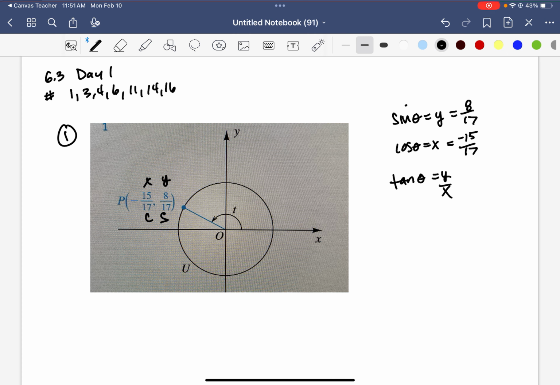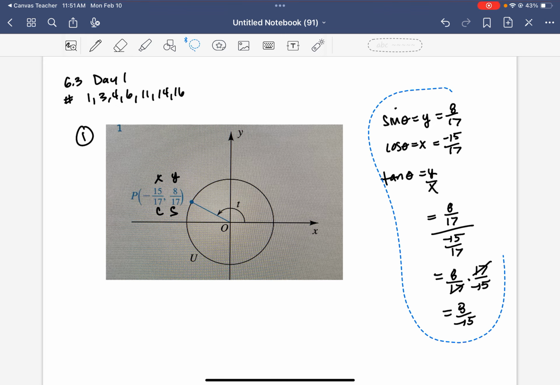That means that tangent is going to be 8 divided by 17, all of that divided by negative 15 over 17. And notice, to do that, we take this one and multiply it by the reciprocal of the second. Those cancel out, get 8 over negative 15.